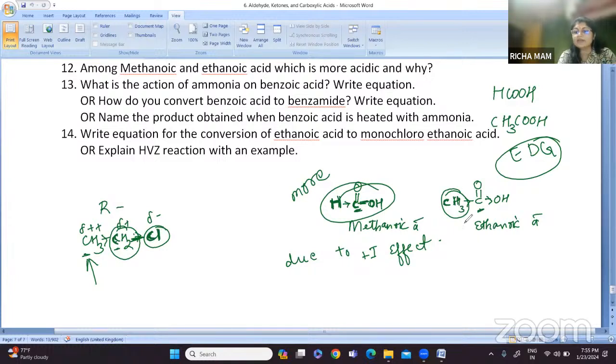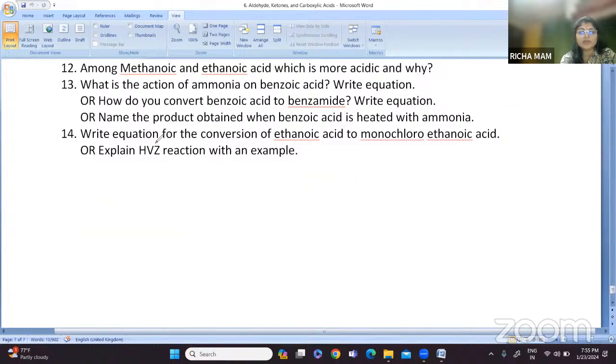Here we are seeing the plus I effect because of the presence of the methyl group, an electron donating group. Further questions. We are left with two more questions. We'll solve these and then we'll stop.